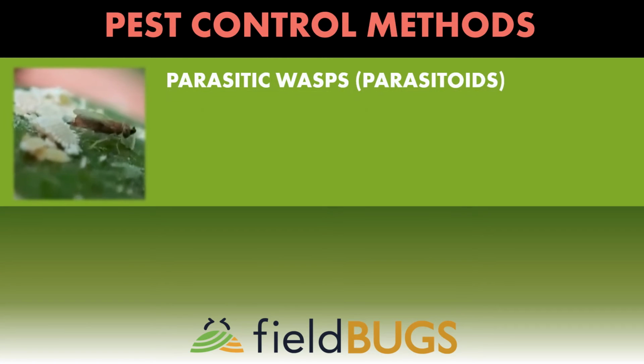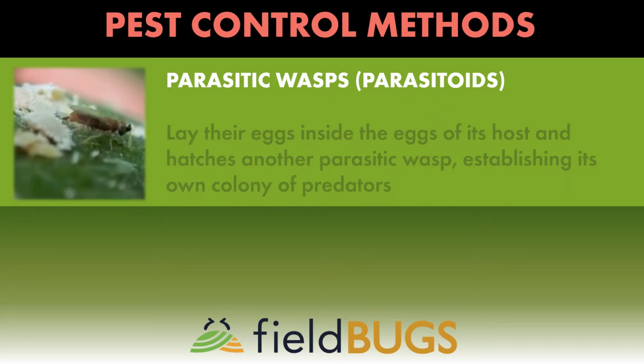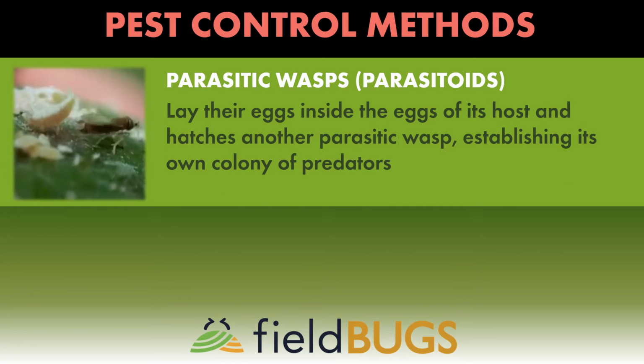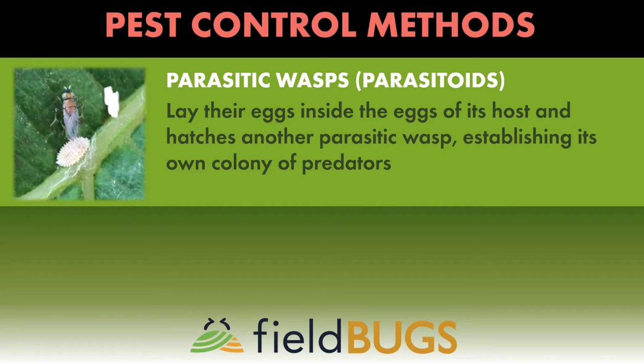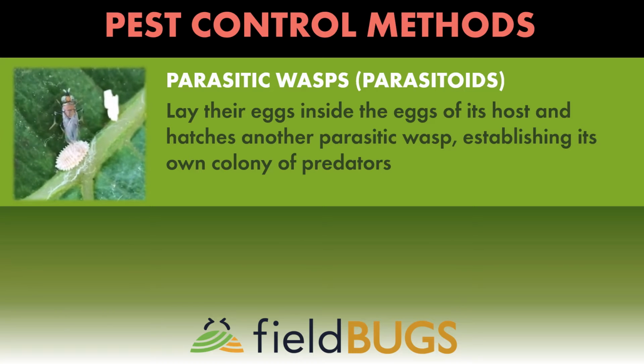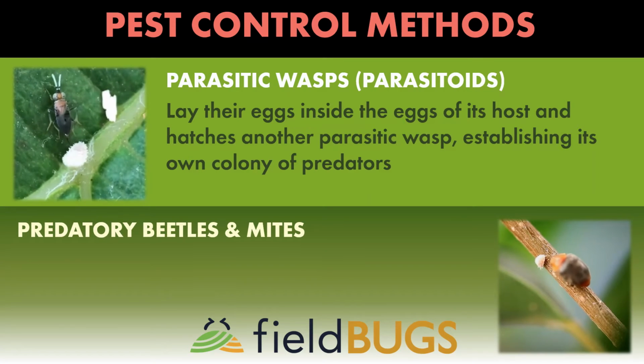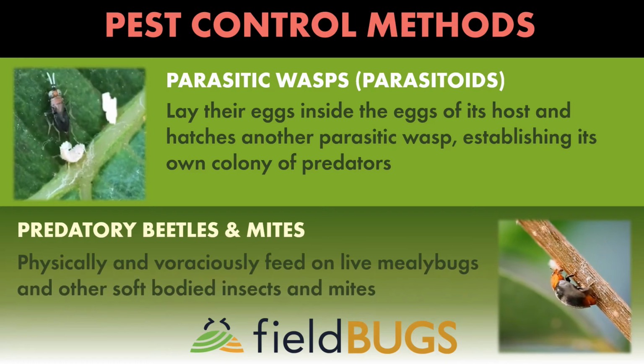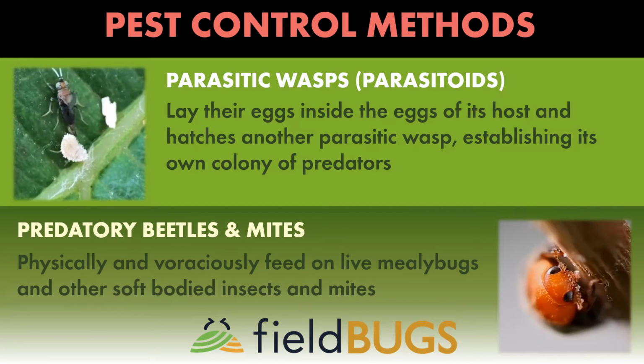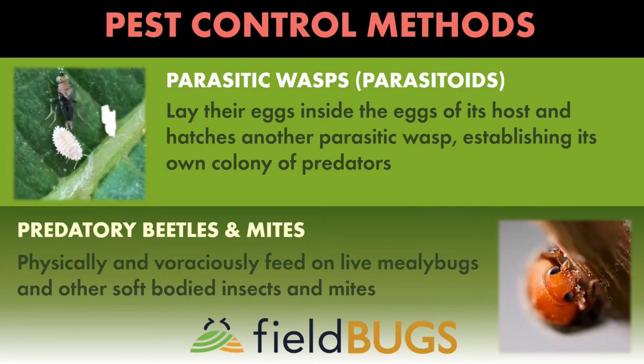Parasitic wasps, or parasitoids, that lay their eggs inside the eggs of its host and hatches another parasitic wasp, establishing its own colony of predators. And predatory beetles and mites, which physically and voraciously feed on live mealybugs and other soft-bodied insects and mites.